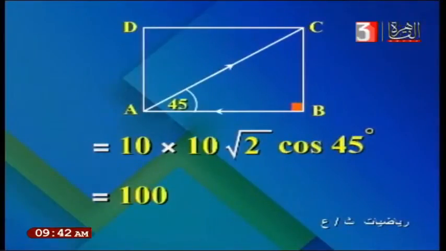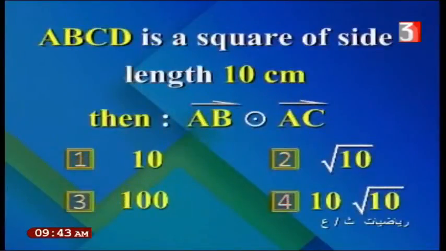Remember, my dear student, AB dot AC does not equal AB cross AC. AB scalar product AC is 100, then the correct answer is 100. My dear student, we know that there is a difference between the scalar product and the vector product. What is the difference between the scalar and vector product?